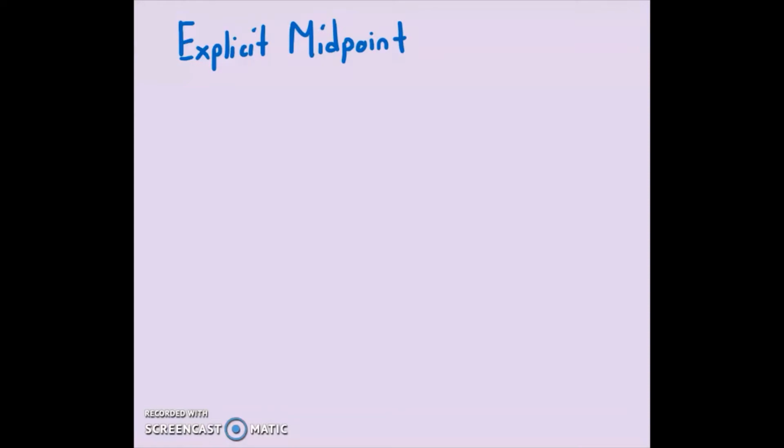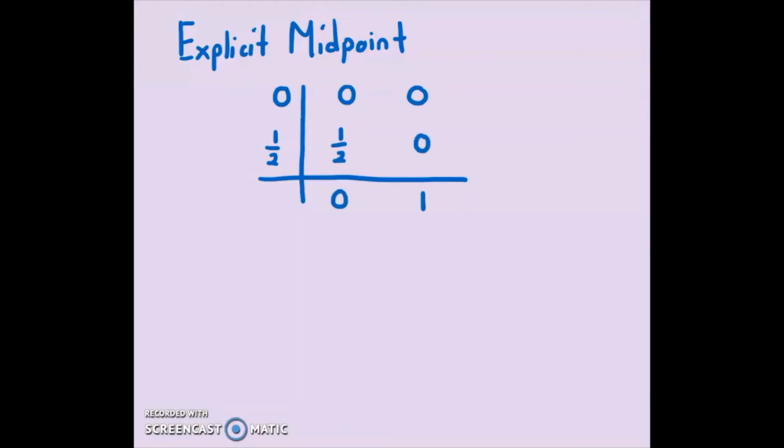Okay, explicit midpoint. Now I'm going to give you just the Butcher tableau and you try to write it out. Okay, so I have half, half, 0, 0, 1. Now these are called the stages. Stage 1, stage 2. My first column here refers to my y1, y2. These are my c1, c2. This is the same thing, but this is my b1, b2.